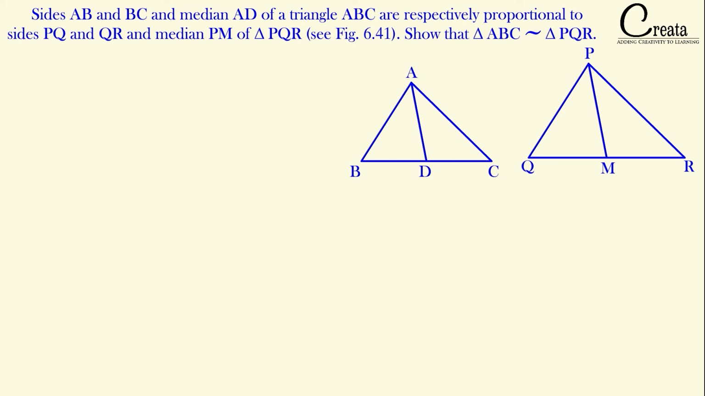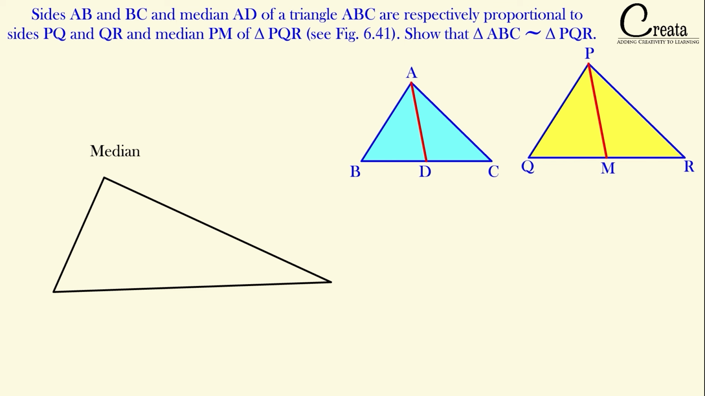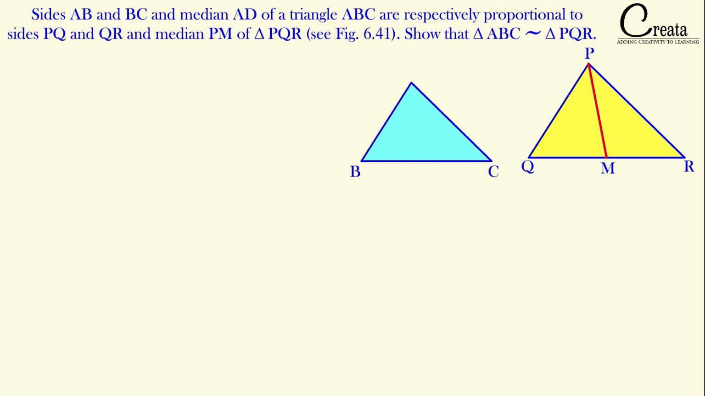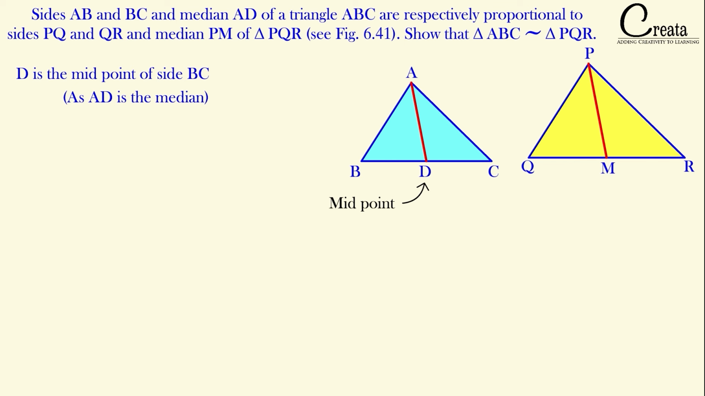Here two triangles are given, triangle ABC and triangle PQR, and the triangles have the medians AD and PM respectively. What is a median? A median is a line segment that starts from the vertex of a triangle and joins the midpoint of the opposite side. Here the first median starts from the vertex A and joins the point D, which is the midpoint of the side BC. D is the midpoint, which means it divides BC into two equal parts. Here BD and DC will be equal to each other.